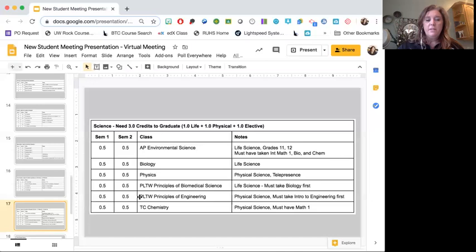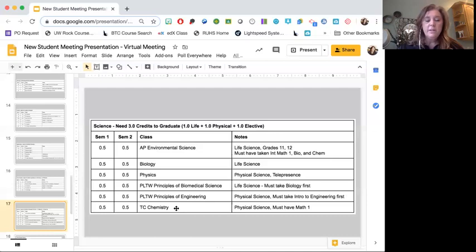Another class that we offer for science credit is Principles of Engineering. Principles of Engineering is a physical science course. It is year-long, but you do have to take Introduction to Engineering first. Notice that Introduction to Engineering is not on the list of science classes that we offer. We do offer and would like to offer Intro to Engineering. However, it does not count for science credit. It will be on another list of elective classes that I will go through in just a minute. So we do offer the class Intro to Engineering, but that will not count for science credit, but you do need it prior to taking Principles of Engineering for science credit.